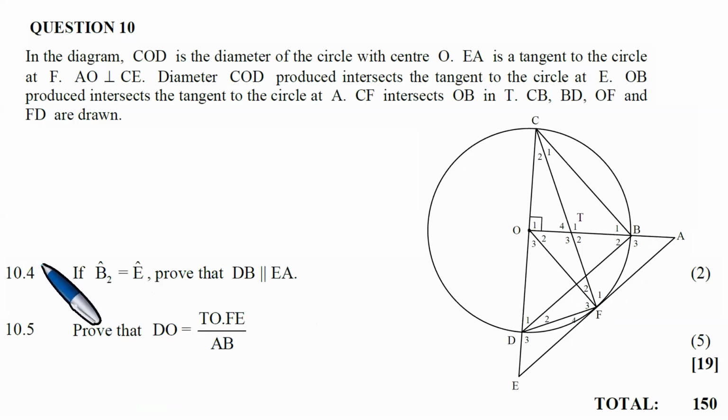10.4. If the angle B2 is equal to angle E, prove that DB is parallel to EA.